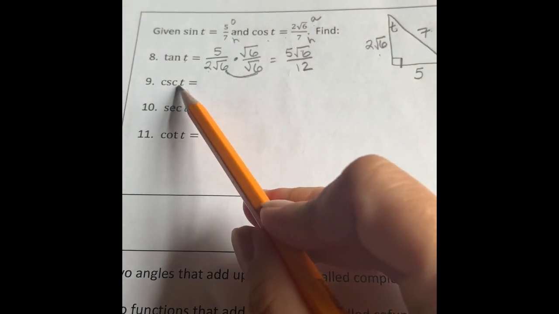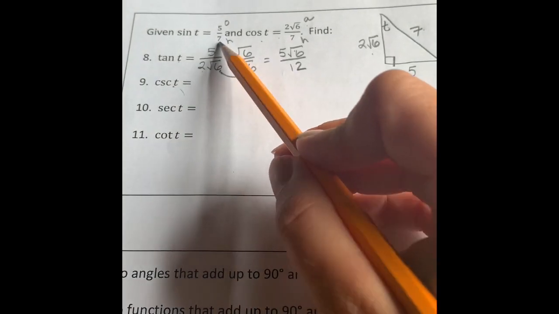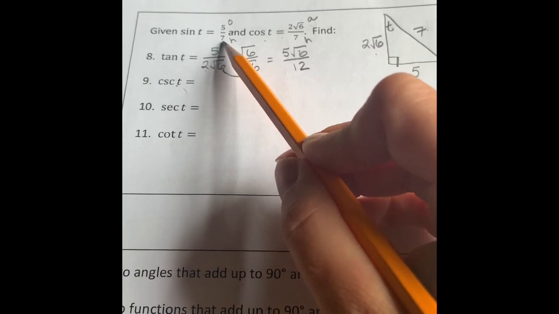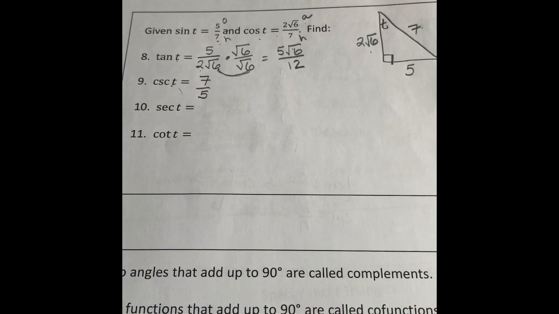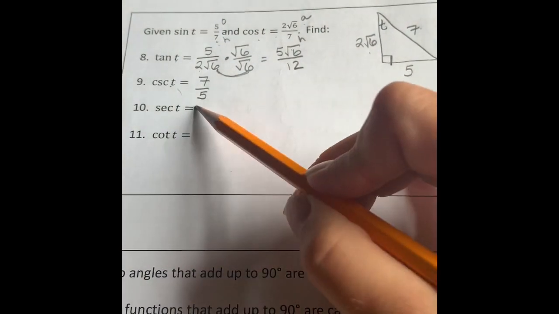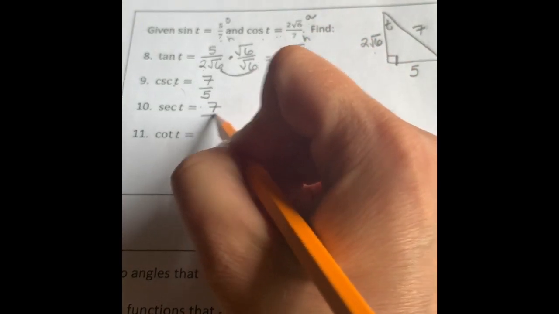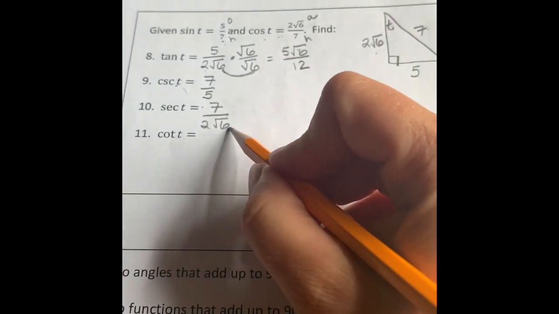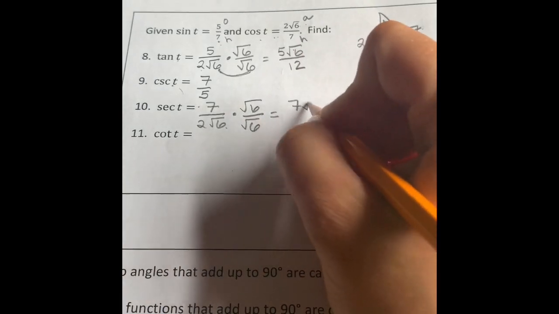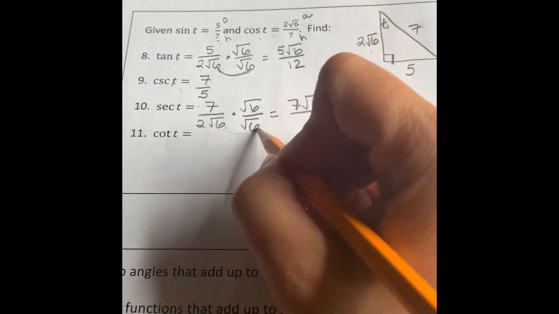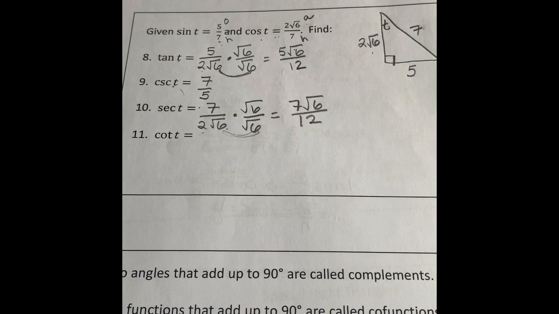The cosecant is the reciprocal of sine. Well, up here, we're told that sine was 5 over 7. So if we flip that, 7 over 5 would be my cosecant. Secant is the reciprocal of cosine. So if I just flip this one, 7 over 2 square root of 6, again, can't leave that radical down there. Multiply top and bottom by the square root of 6. So I have 7 square root of 6. Again, this becomes 6, so 2 times 6 is 12. There's my answer for the secant.